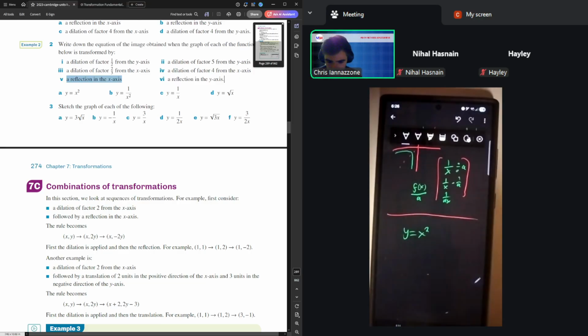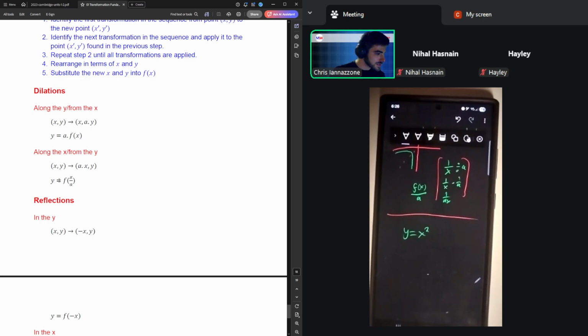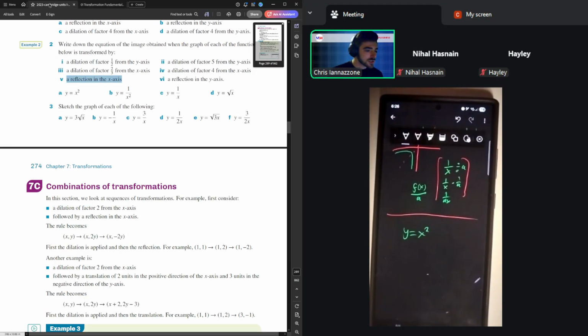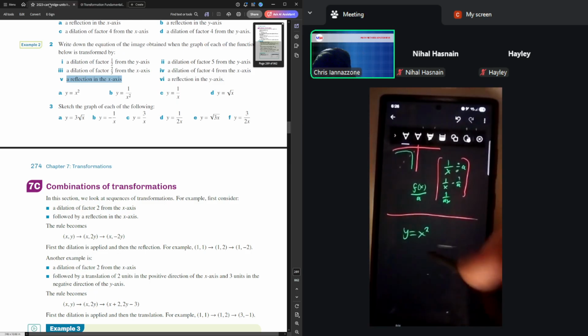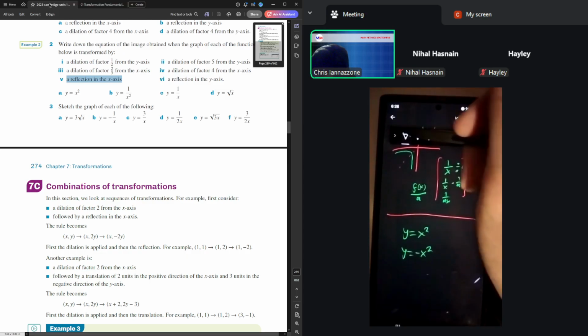Yeah, negative x squared, exactly right. So it was a reflection in the x-axis. So we look at the spot that says in the x. We see that it's a negative sign on the entire function itself as a multiplier at the end, or at the beginning, I guess. So we're going to do exactly that. Y equals negative x squared. Sweet.